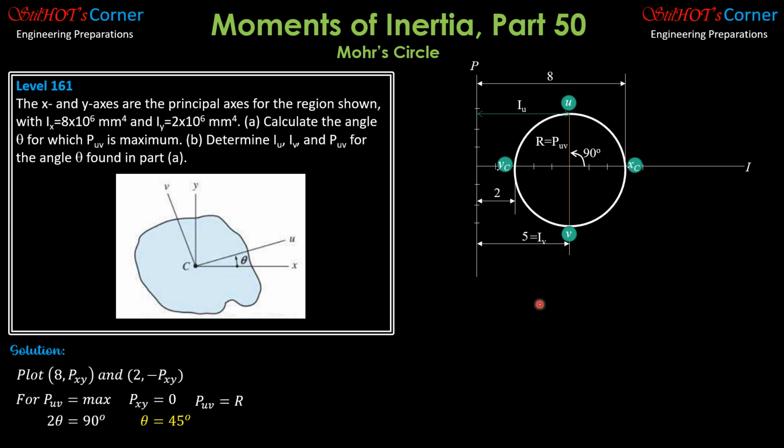Then the value of I sub u equals I sub v, and it is equal to 5 times 10 to the 6. PUV max equals r equals 5 times 10 to the 6 minus 2 times 10 to the 6, so it is 3 times 10 to the 6 mm to the fourth. So that's the answer for the maximum product of inertia, PUV. Then I sub u equals I sub v equals 5 times 10 to the 6 mm to the fourth, as observed in this figure.